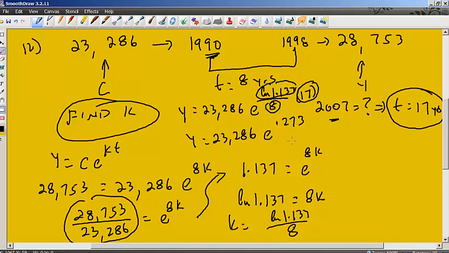Okay, we'll call that 3. Okay, now I want you to raise e to the 0.273 and multiply that answer by 23,286. Are you still with me, Tony? 30595. Do I have a decimal? What is it?